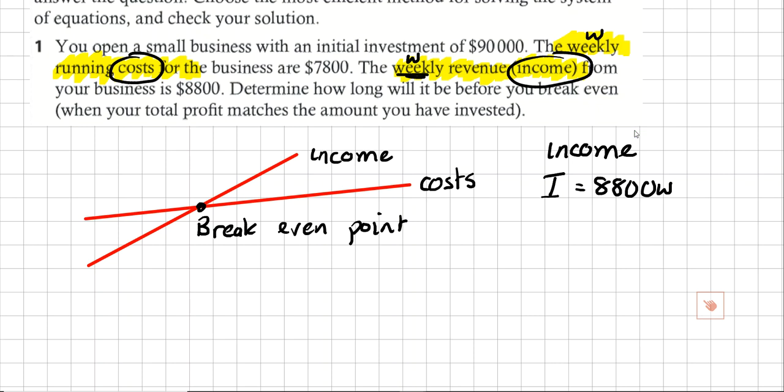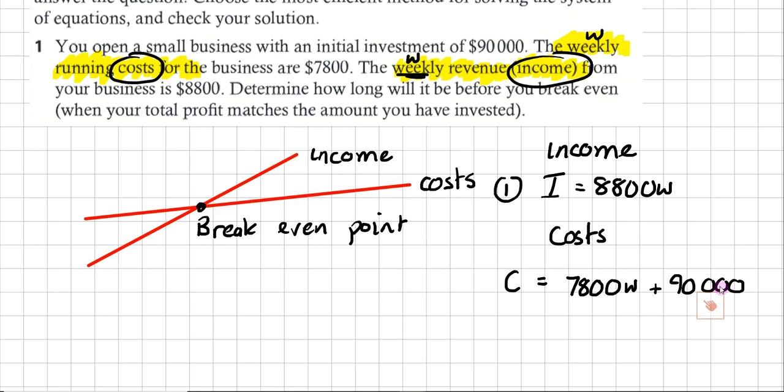Why do I subtract 7,800? What I've actually got now is a nice equation for income, separately. That's my first equation. What do I need to do now? I need to work out my costs for my second equation. So I'm going to call it C equals 7,800 W. But that's not quite it for this one. Would you add 90,000? And we have to add the 90,000.